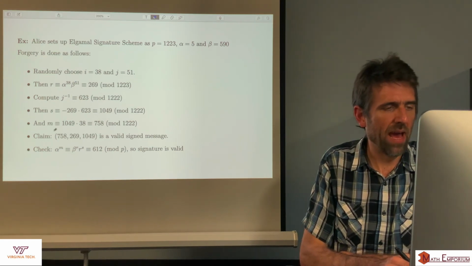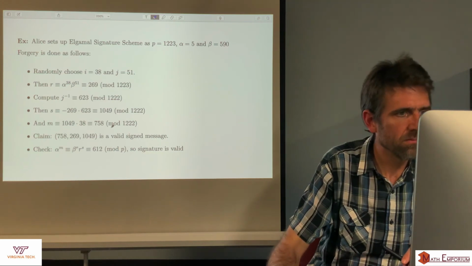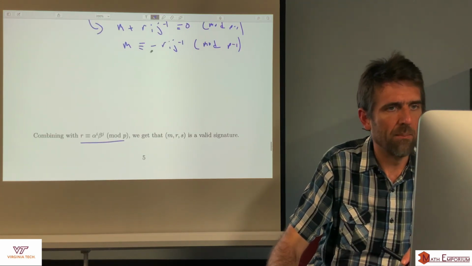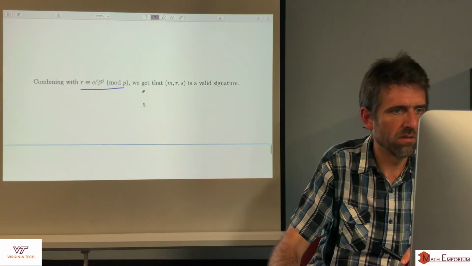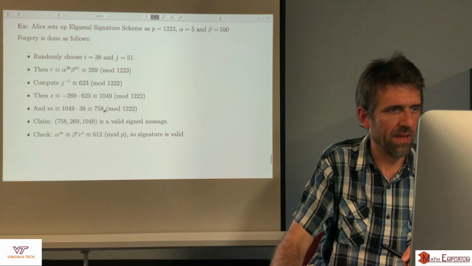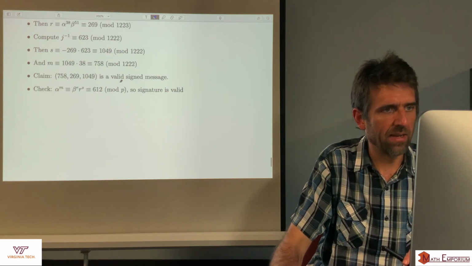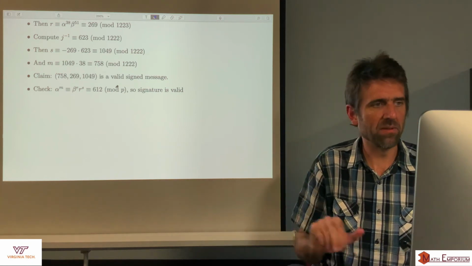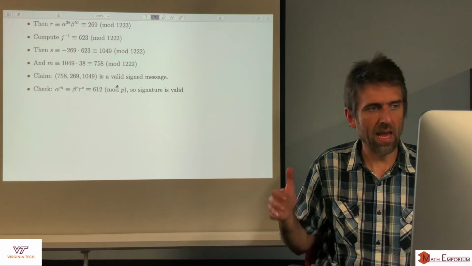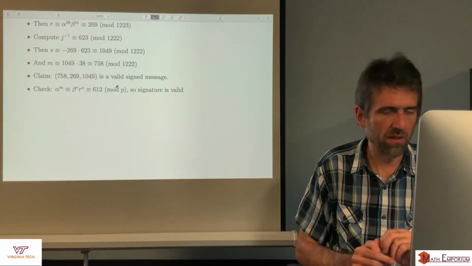Then m would have to be minus r ij inverse, which is going to work out to 758. And so 758, 269, 1049 would be my valid signed message. And then you can verify that by checking that alpha to the m and beta to the r times r to the s are actually both congruent to the same thing.